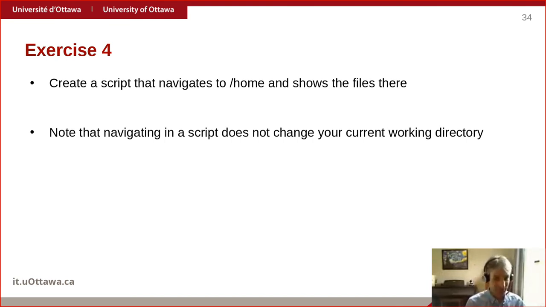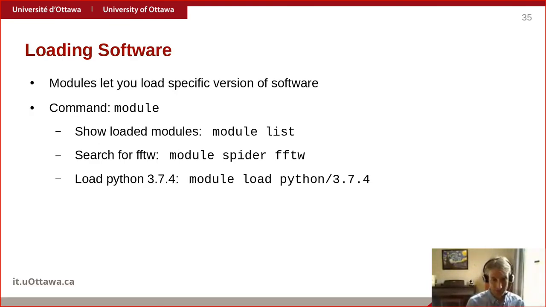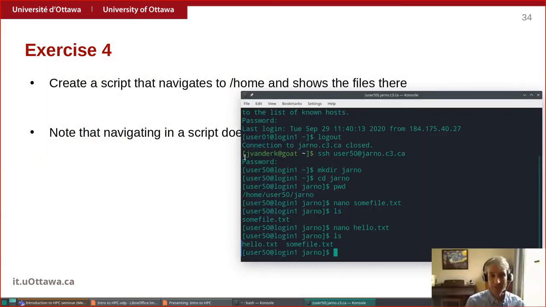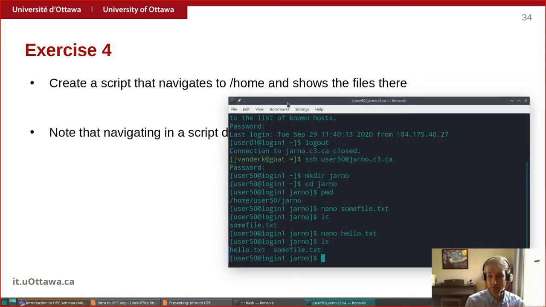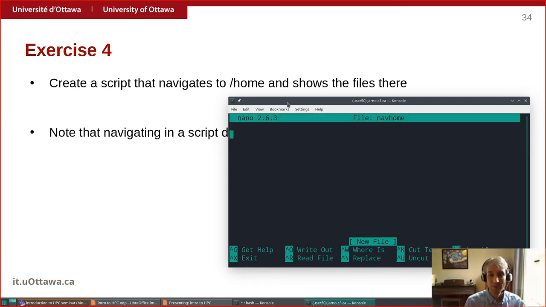Okay, so let's try that one. Oops, that's the one I want. So yeah, we want to create a script. So we need to create a text file that has that script. So we can call it anything we like. We'll call it nav home, whatever. And then we're in the text editor where we can write our script. So we always need the bin bash with the hashtag and the exclamation mark. And then we want to write our commands. So we want to navigate to /home.